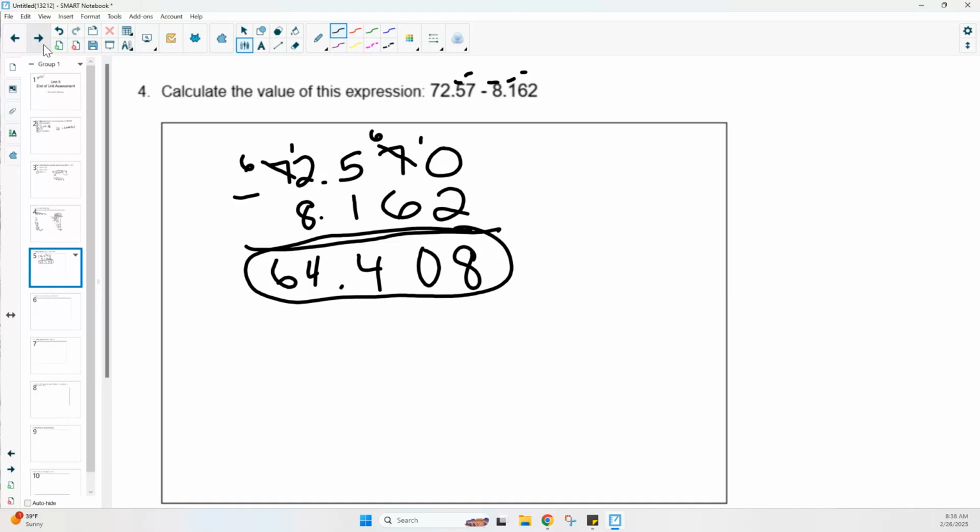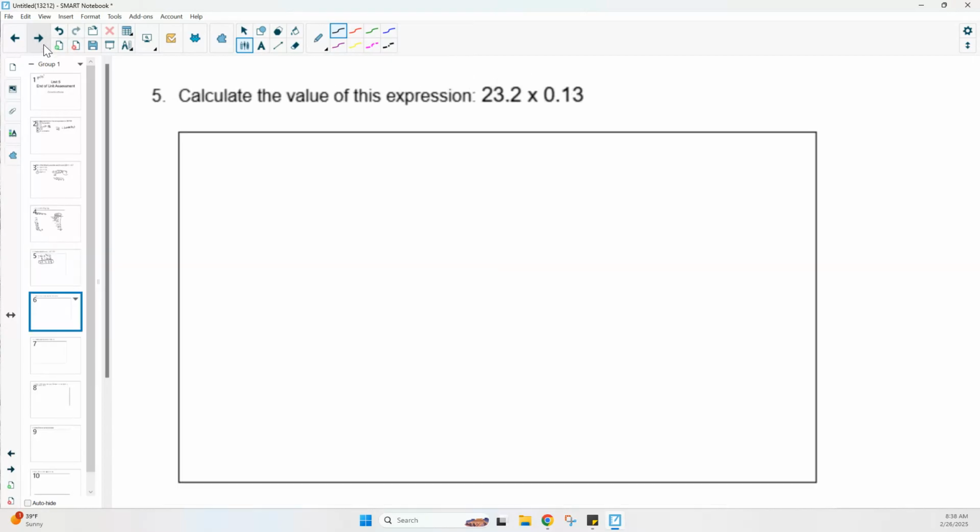All right, let's keep going. Calculate the value of 23 and 2 tenths times 13 hundredths. All right, when we multiply, we first take out the decimal points and then we will put them back after. So 23 and 2 tenths, we're just going to write as 232. 13 hundredths, we're just going to write as 13. We get rid of the decimal points and we will deal with them after.